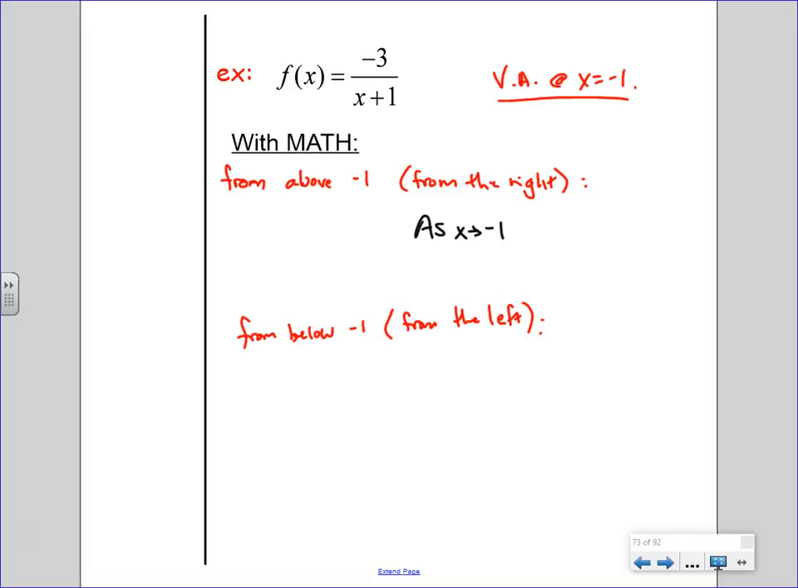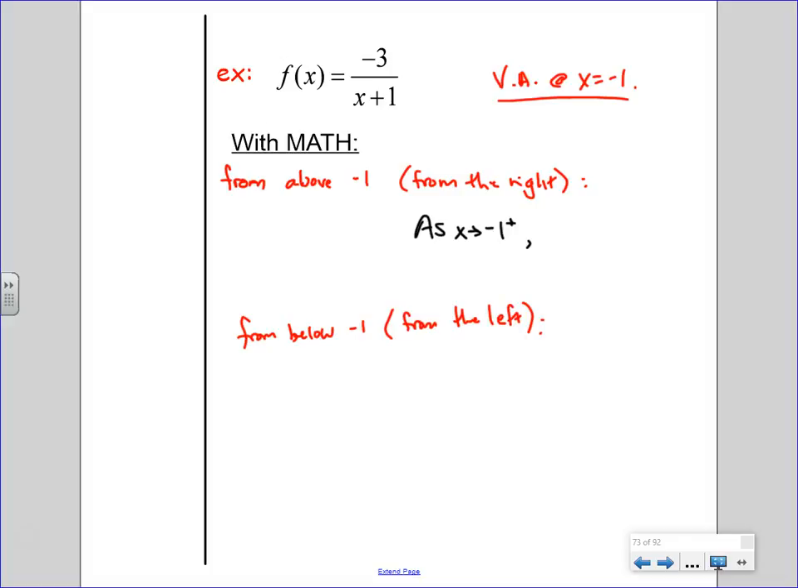From above, from the right, from -1, a little bit more than. Here's the notation: we put a little plus in an exponent. It doesn't mean an exponent, doesn't mean squared or cubed or anything else. We put a little plus in the exponent, we're saying from above -1. Numbers a little bit higher than -1, to the right.